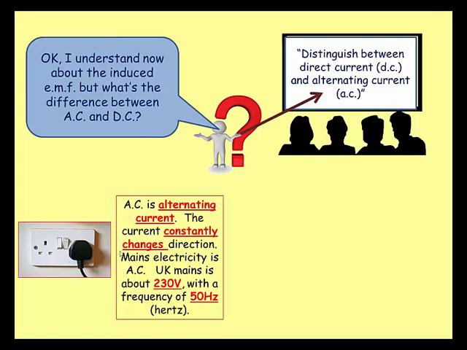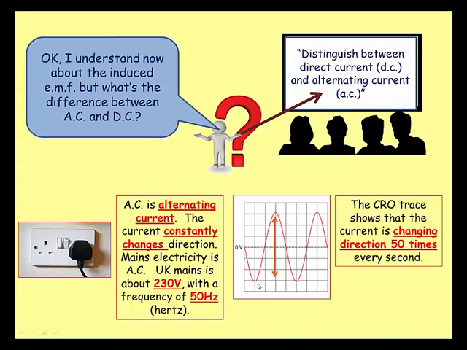Now mains electricity is AC, and in the UK every plug you've got in your house works at about 230 volts, and that's got a frequency of 50 Hz. That means it changes direction 50 times every second. Remember, Hertz is a unit for frequency, so 50 Hz means that the current is changing direction, so positive, negative, 50 times every second. Right, so that's the difference there between DC and AC.